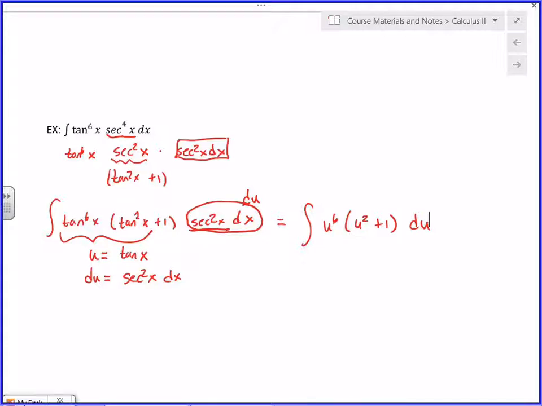The problem now is what happens if I have secant to the fifth of x dx. This doesn't work. Taking off one doesn't get me anything that a u would turn into a du, because it's not squared. I'd have a secant squared of x dx, but I'd have a secant cubed of x that I can't do anything with. So this technique will work with even powers of secant times anything of tangent.